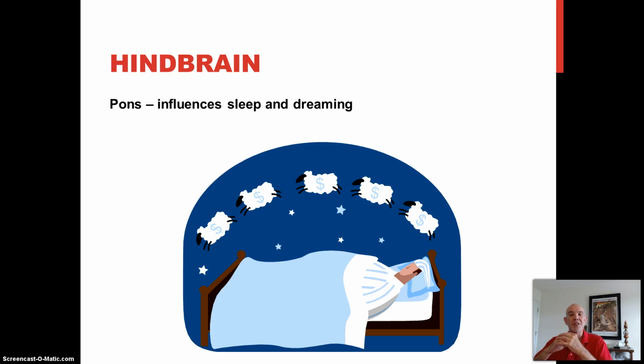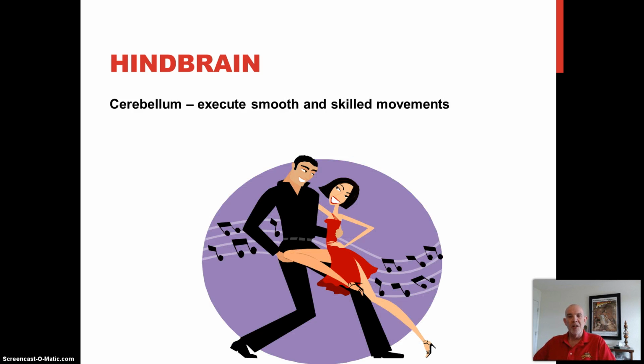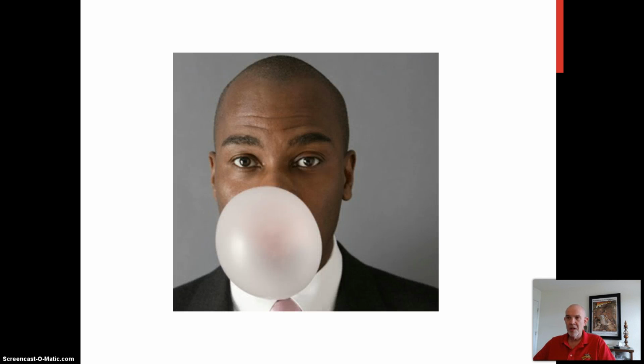The pons influences sleep and dreaming. Someone who has had a stroke affecting the pons might sleep a great deal during the day and night, but stop reporting any dream activity even though they had a rich dream life before the injury. That's how important the pons is to sleep and dreaming. The cerebellum plays a role in executing smooth and skilled movements. The cerebellum allows you to walk and talk and chew bubble gum all at the same time. Those are important components of the hindbrain.